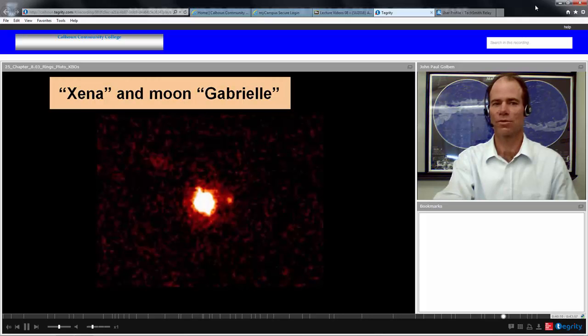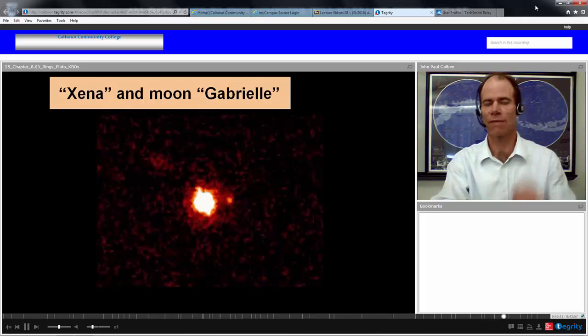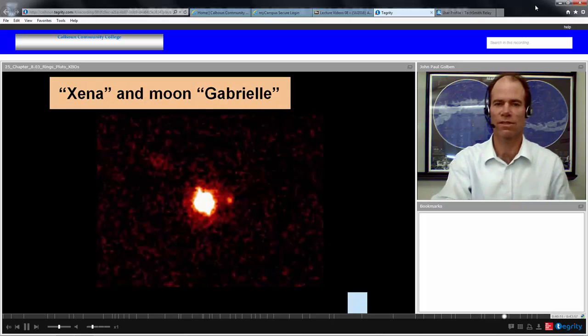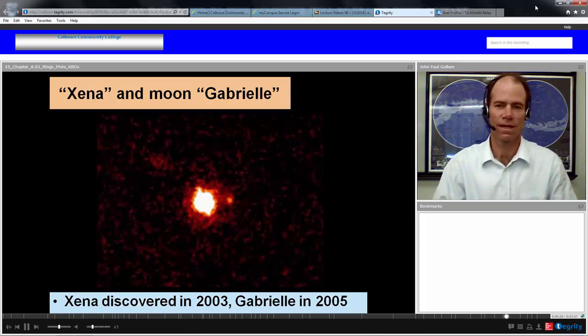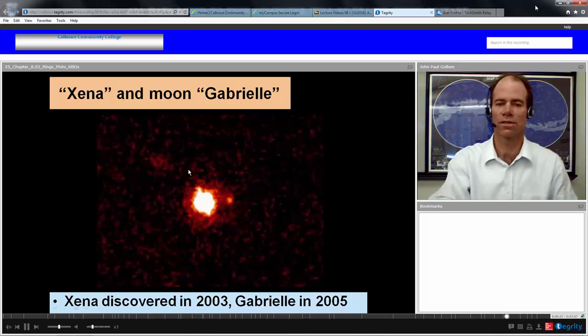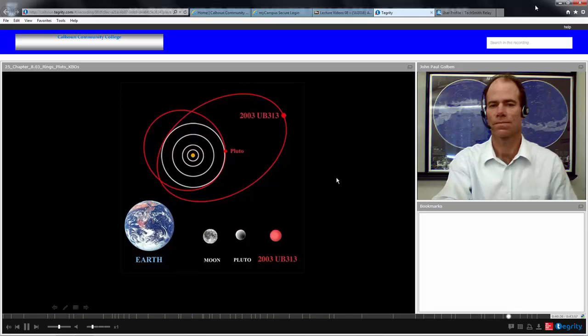In 2003, Xena was discovered. At least that was a name given by the people who discovered it. It was noted that Xena had a moon, which was named Gabrielle, and in 2005, here's a picture taken by the Keck Observatory of Xena and Gabrielle. The technical name for Xena and Gabrielle when it was first discovered was 2003 UB313.